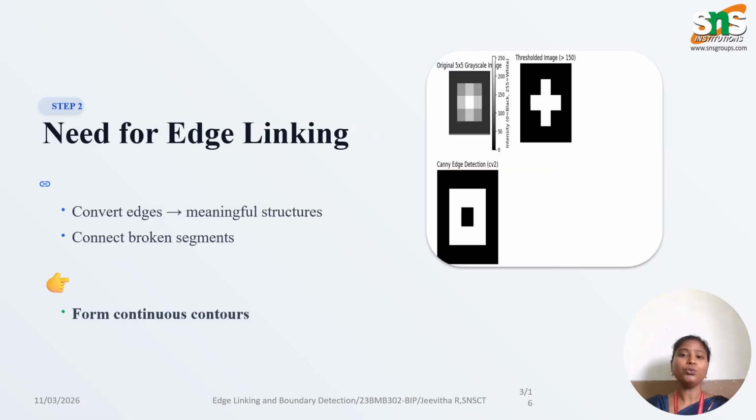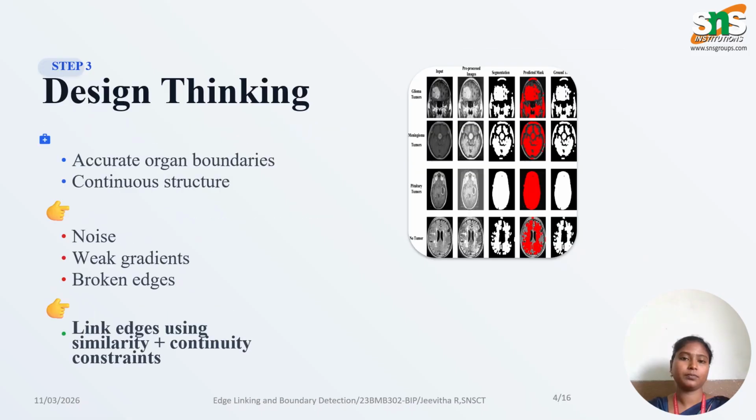Now we do edge linking. Because raw edges are not useful unless they form a complete structure. Edge linking helps to connect broken edge segments, convert scattered edges into continuous lines, and form meaningful contours. For example, if we want to detect a tumor boundary, we need a continuous outline, not disconnected points. So edge linking is essential to move from detection to interpretation.